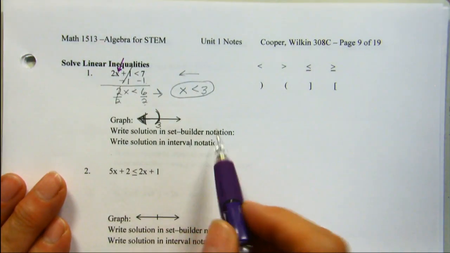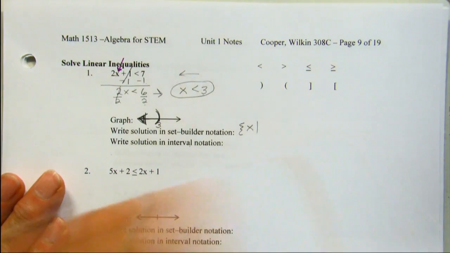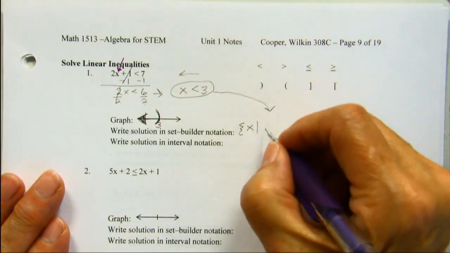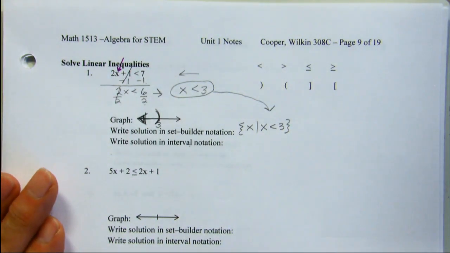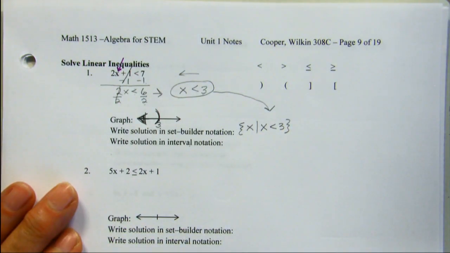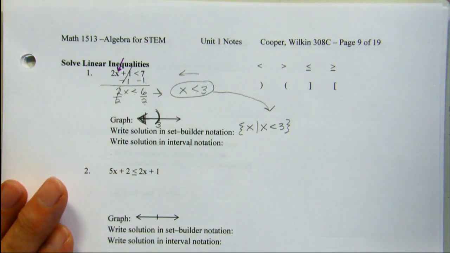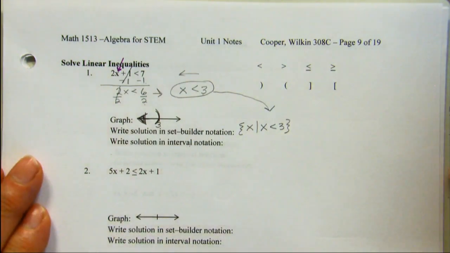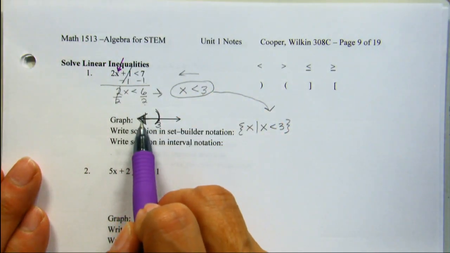Okay, set builder notation. I've got the set of all elements X such that, and then you just throw your inequality in there. X is less than 3, and don't forget to close your brace. Okay, now, me personally, if I have graphed it, the interval notation is super simple. Because my arrow, is my arrow going to negative infinity or positive infinity?